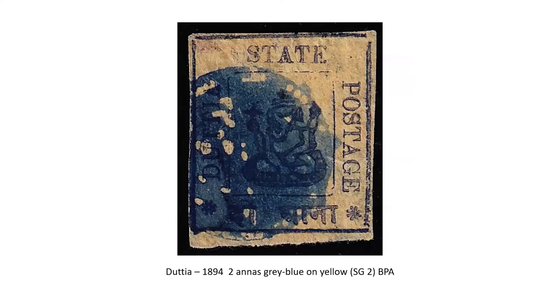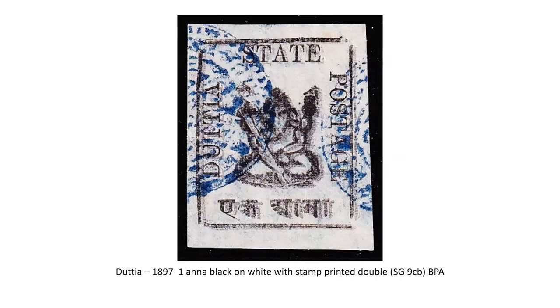Next, we come to Duttia. This is SG2, which is two annas, the second stamp of Duttia. And here we have the one anna stamp printed double. I am not aware of another example.